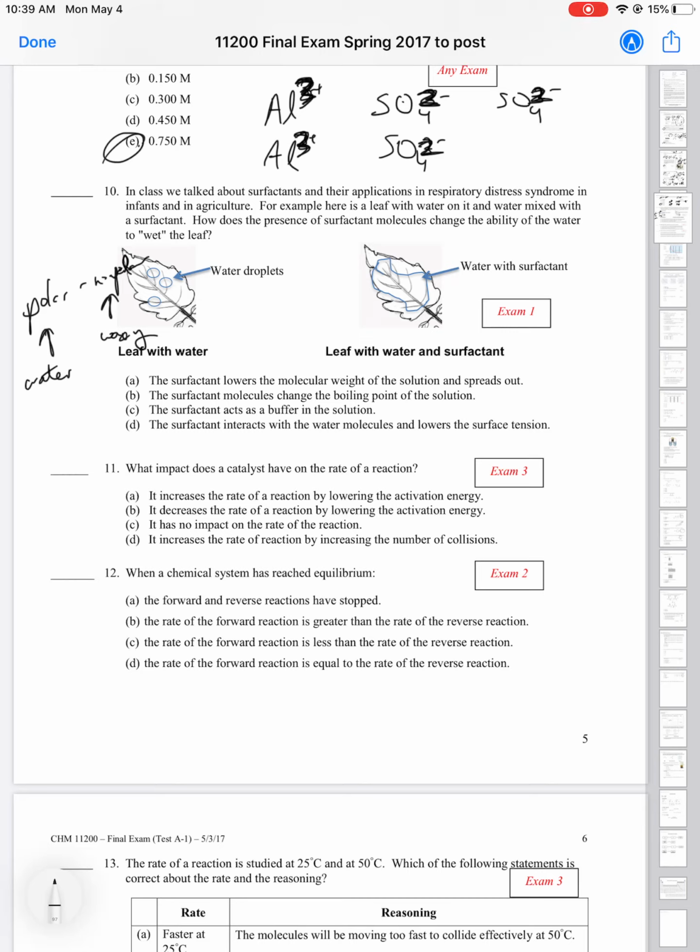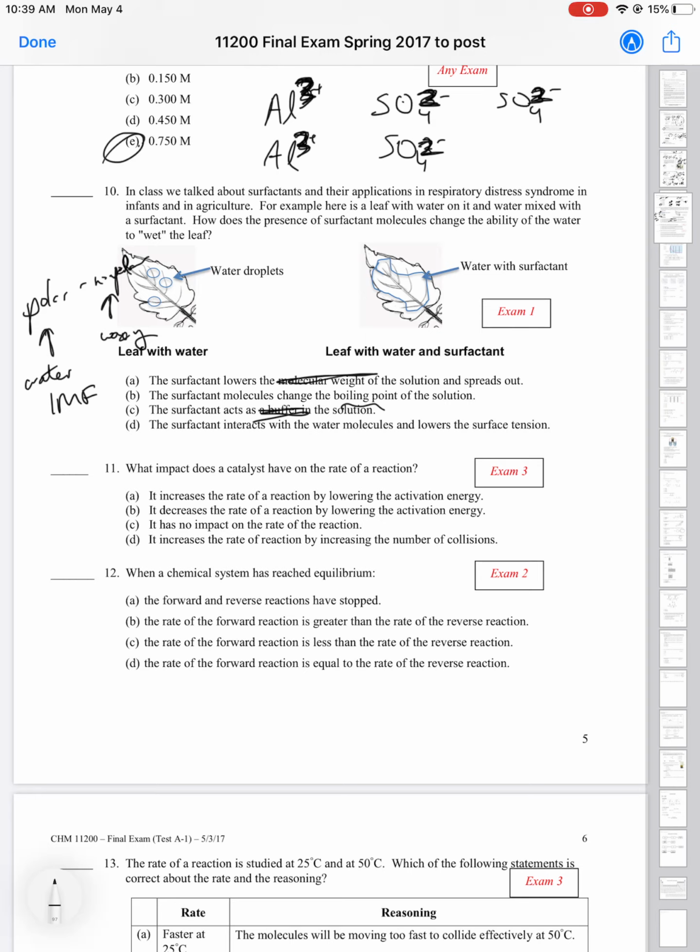So let's see what, if anything, talks about the IMFs, right? Because this is the intermolecular forces, the polar and nonpolar. So it lowers the molecular weight, so that doesn't really have anything to do with IMFs. Change the boiling point of the solution. Well, let's leave that one for now. Acts as a buffer in the solution. That doesn't have anything to do with IMF.